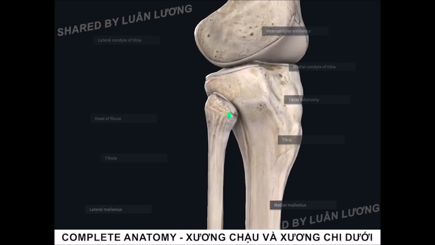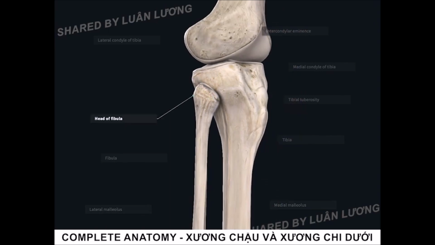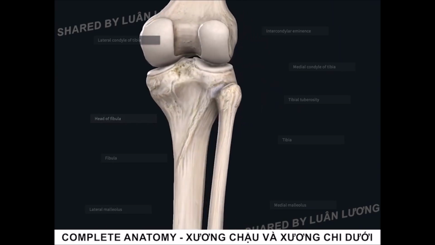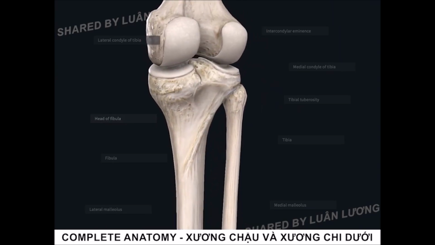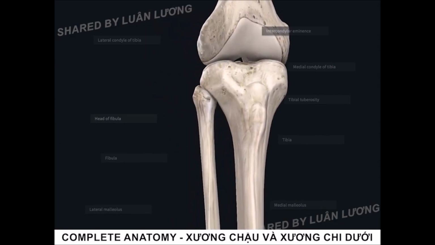Now, at the proximal attachments between these two bones, this is the portion of the fibula known as the head of the fibula. And it's going to be more round in appearance, and it will fit really tight up against the inferior aspect of the lateral condyle of the tibia.